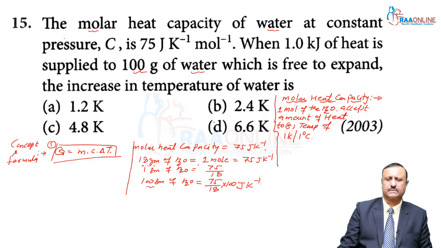So, my dear students, here Q is the heat supply. 1 kilojoule of heat is supplied, and this is a joule, so you can convert kilojoule into joule. Q, the heat supply, is converted from 1 kilojoule to 1000 joule.